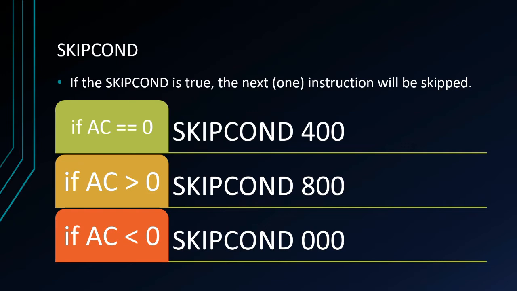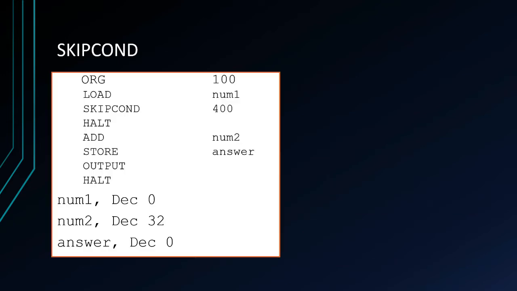So, let's try to use the skipcond condition. Okay, let's demonstrate skipcond using the following line of code. But before we try to code it into the editor, let's analyze each line muna. So we have set here the origin to 100. And then after that, next line, we're going to load num1 into AC. So num1 is equal to 0. So AC now is equal to 0.